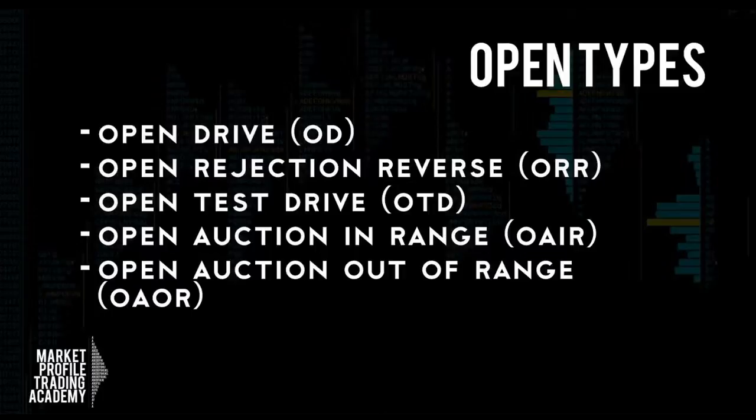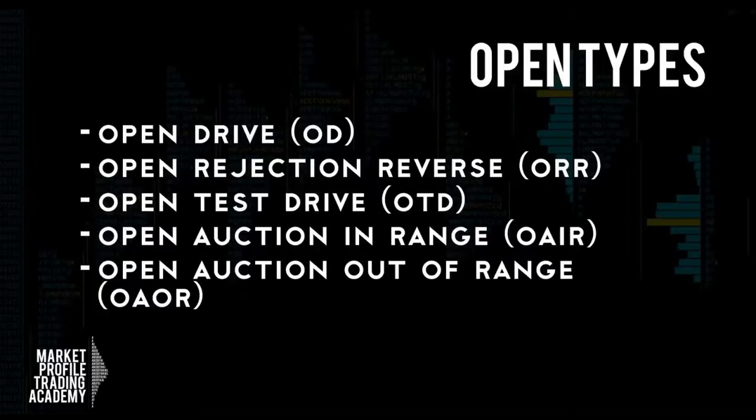Another one is an open rejection reverse. This is an open where we open, we go to a specific point of reference, and then we reverse back in the other direction across the open. That's a seen behavior. Third one is an open test drive. This is one where there's some reference that we go and test that may be outside of the prior range or is an overnight high, overnight low, and then we go test that, take it out, and then reverse and drive in the other direction. That's another open type. And then open auction in range and open auction out of range.